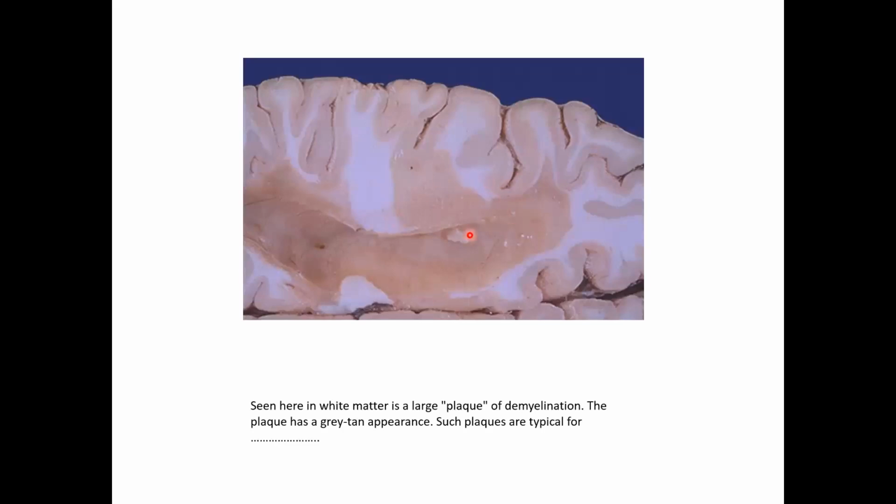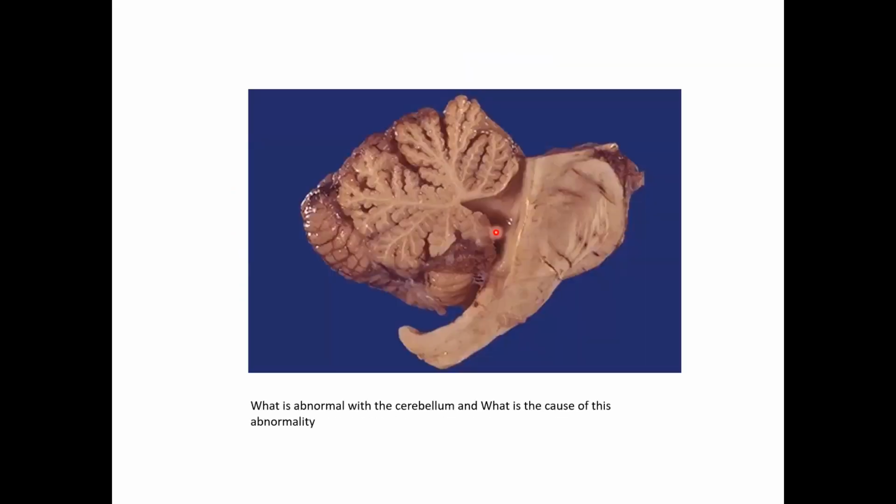If you pay attention, there is a block of demyelination, a big area of demyelination in this brain, and these plaques are typical of multiple sclerosis. يصير في عندهم loss of the myelin in the central nervous system.